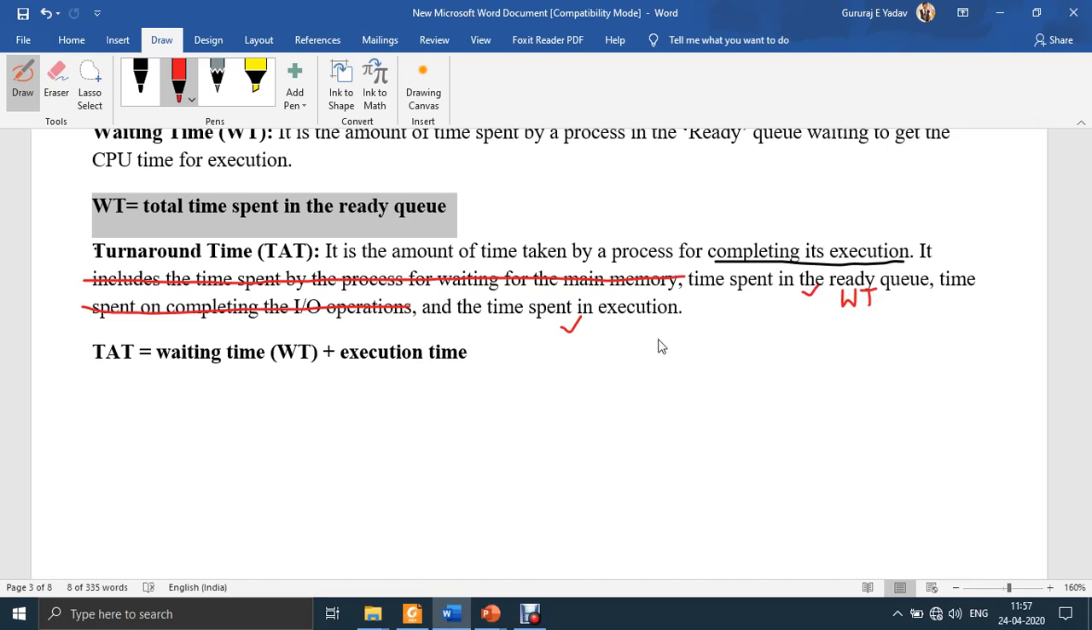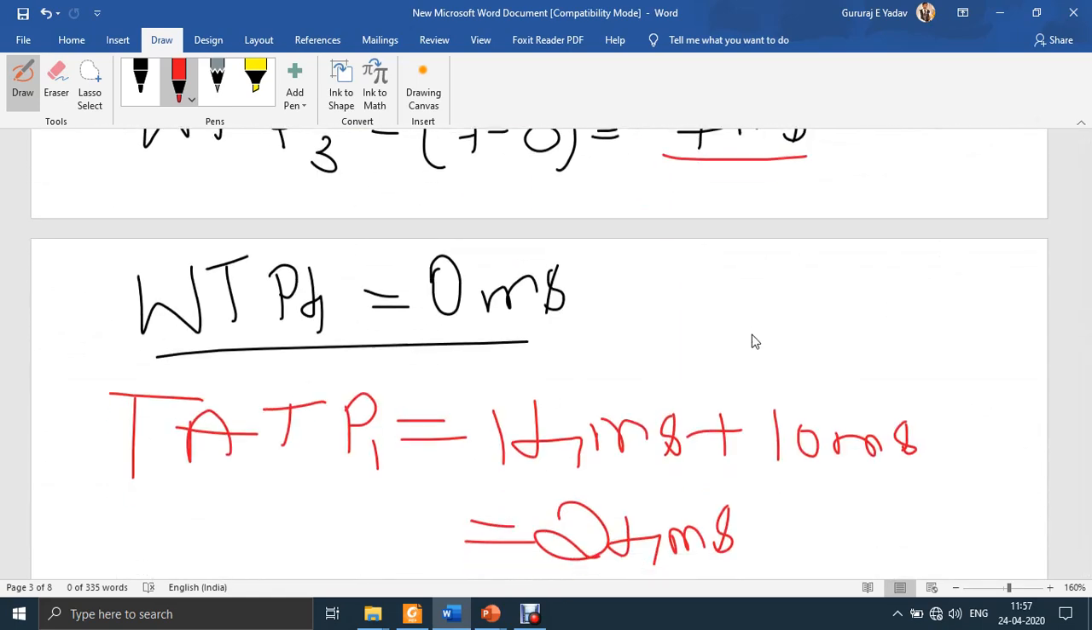How much time it spends in execution is nothing but the service time. So TAT can be given as WT plus execution time. That's all. You have to find out WT and then add the WT with the service time. That will give the turnaround time for that process. With this basics, we shall move on to the problem now.